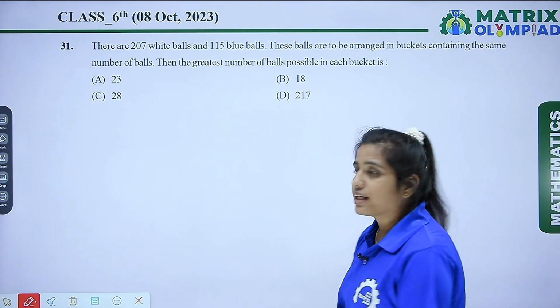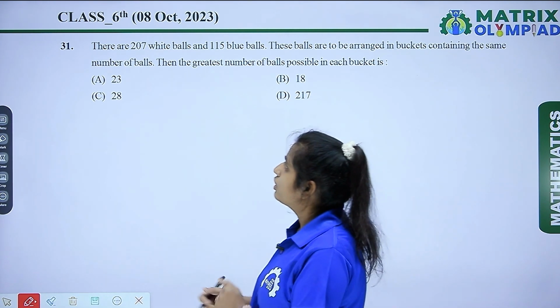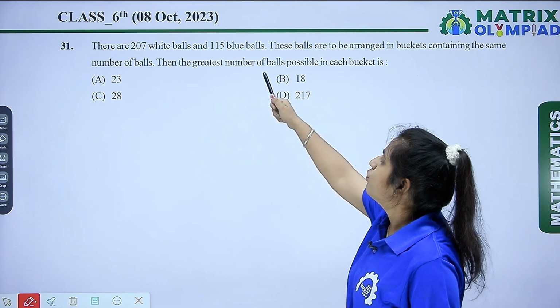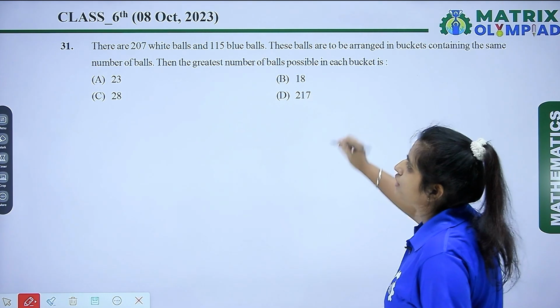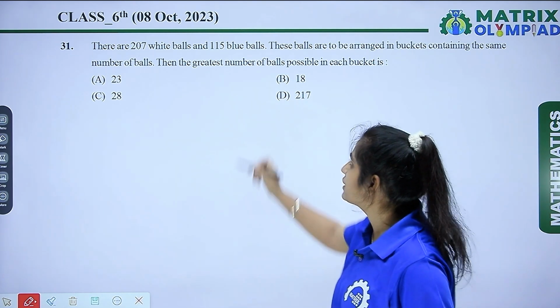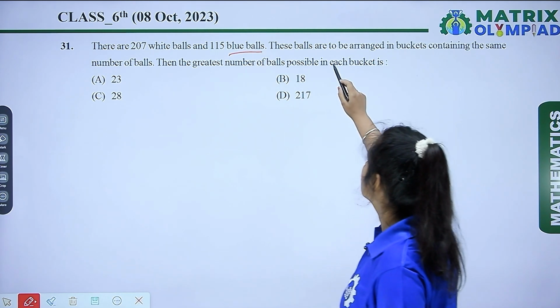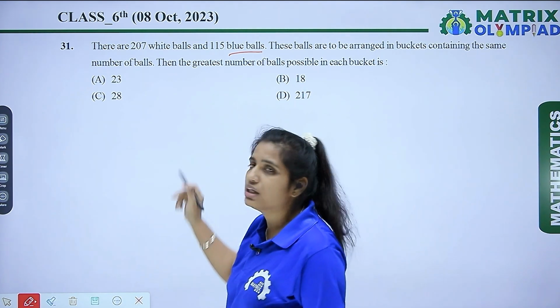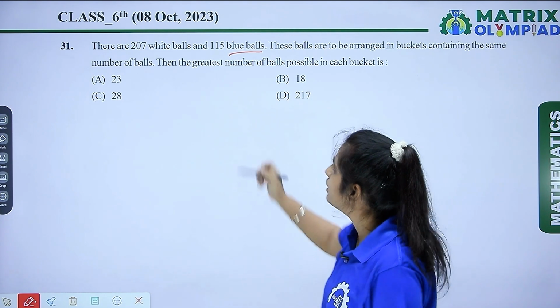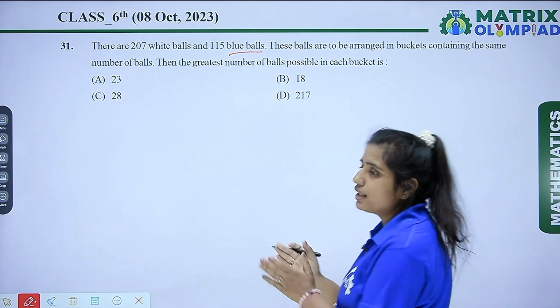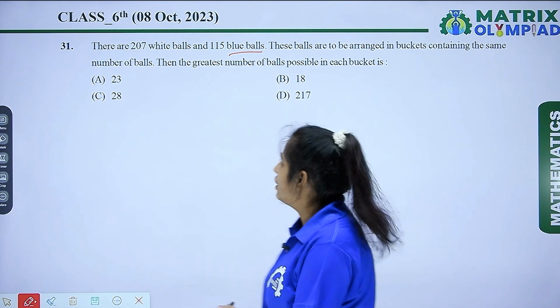Now here in this 31st question, there are 207 white balls and 115 blue balls. हमारे पास 207 white balls हैं and 115 हमारे पास क्या है? Blue balls हैं. So these balls are to be arranged in buckets containing the same number of balls. हमें इन सबको arrange करना है bucket के अंदर. Then the greatest number of balls possible in each bucket is. हमें बताना है कि greatest possibility क्या होगी.